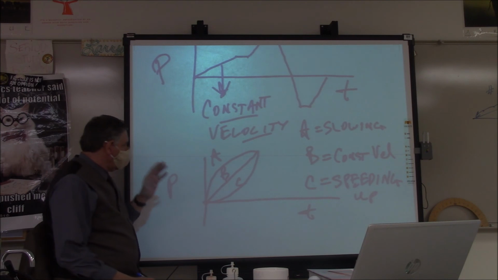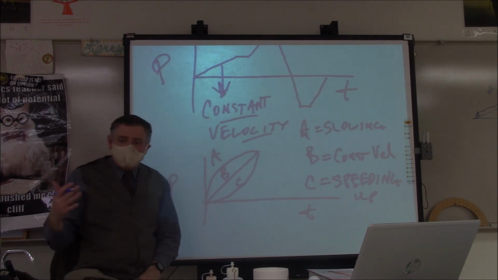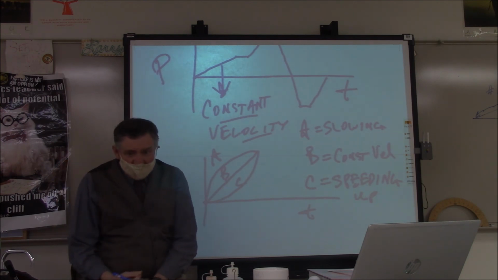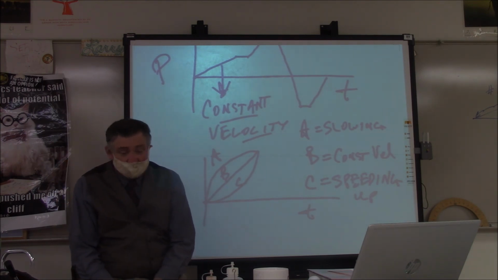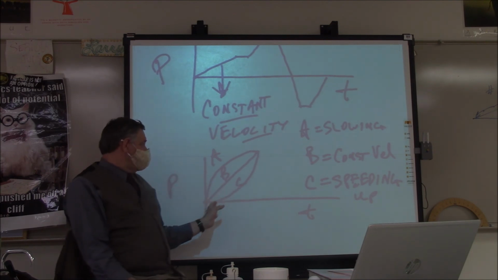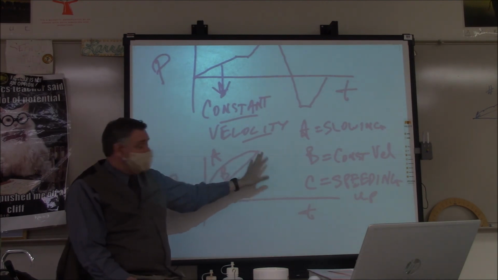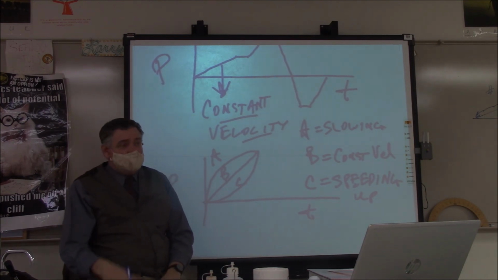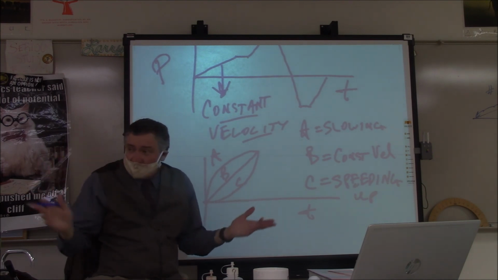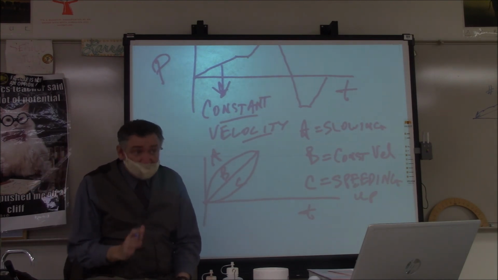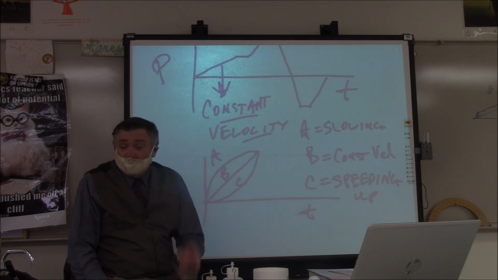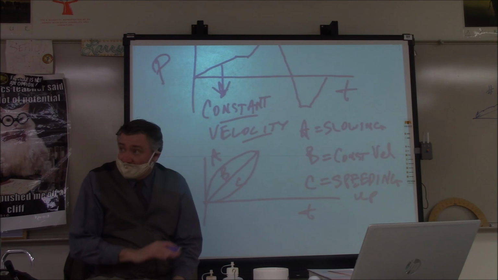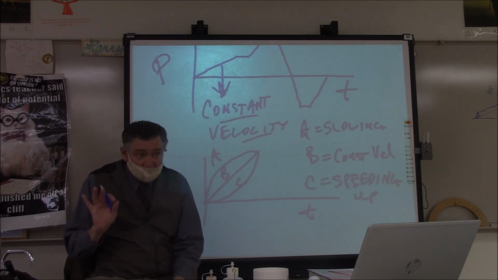So, if you think about when you're driving, you only have three options that happen when you're driving. You're either speeding up, you're slowing down, or you have your cruise control set and you're moving at 40 miles an hour. That's it. When you're driving, those are your only three options. You're speeding up, you're slowing down, or you're moving at a constant velocity. There is nothing else.